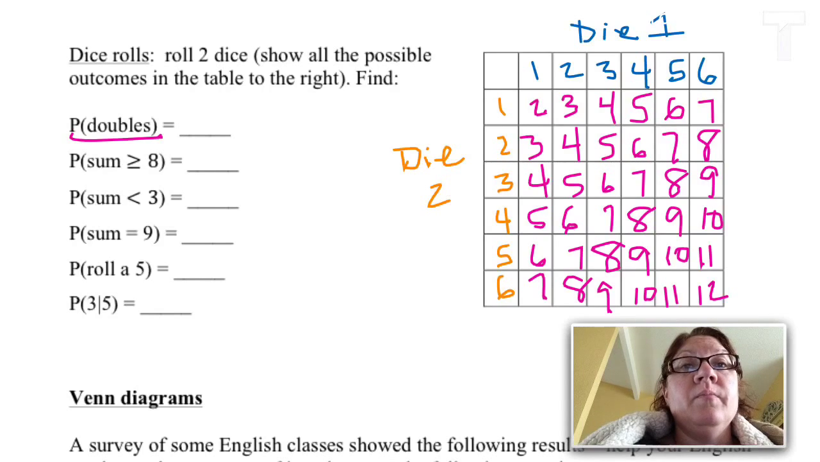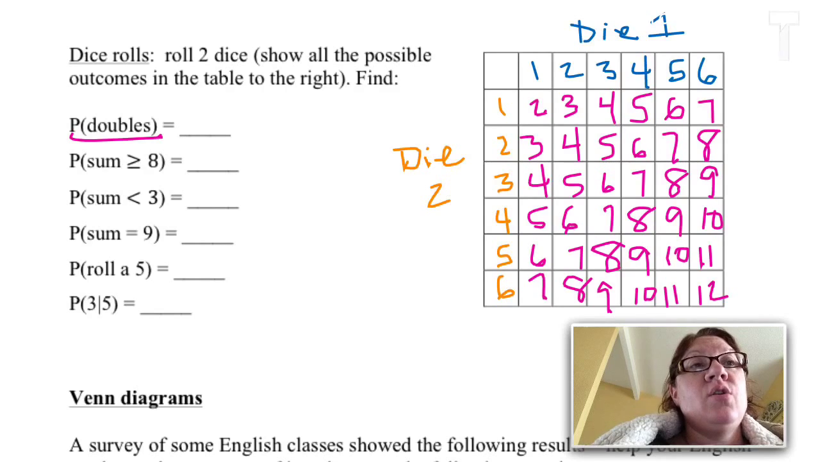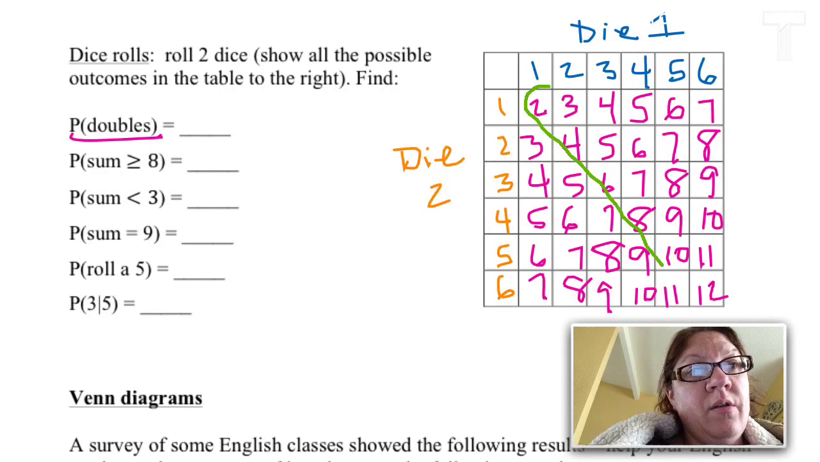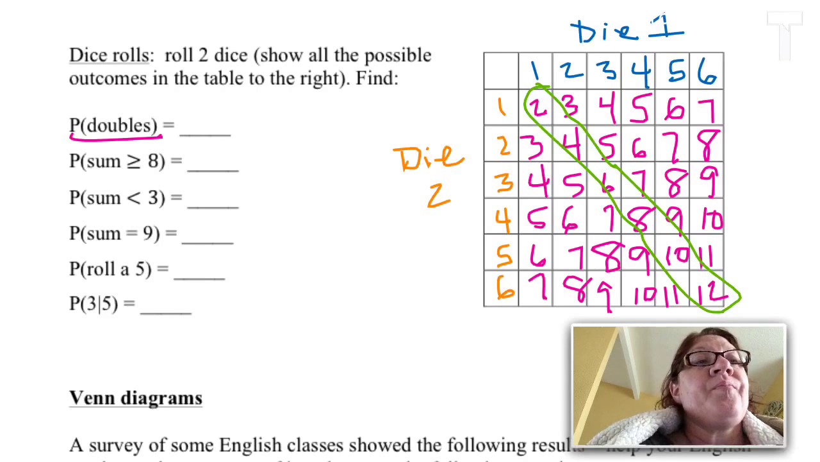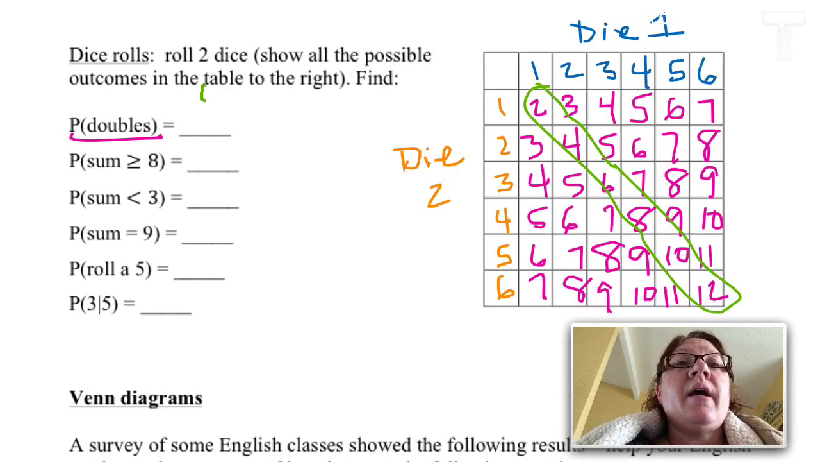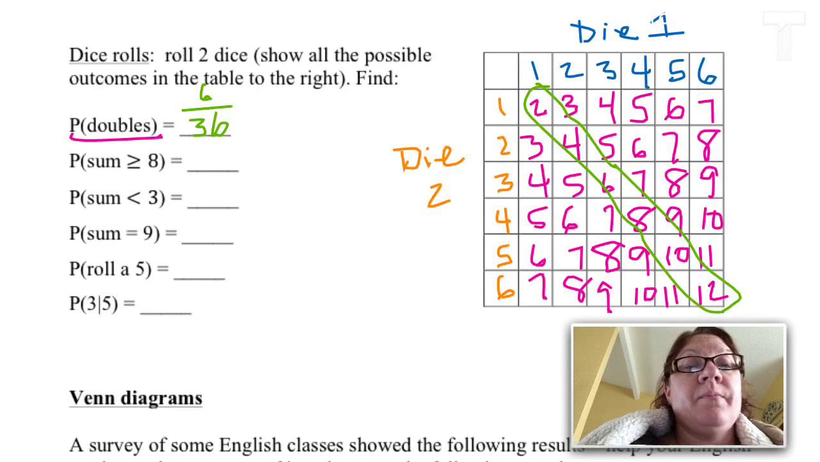And so where do I have a 1 and a 1? Where did I get a 2 and a 2? Where did I get a 3 and a 3? And of course that happens along this diagonal. So that is 6 out of, in case you haven't counted yet, there are 36 outcomes.